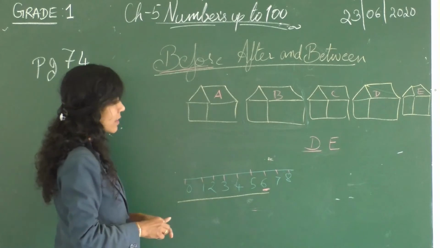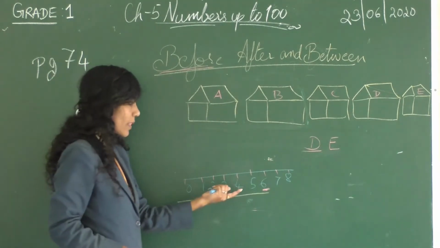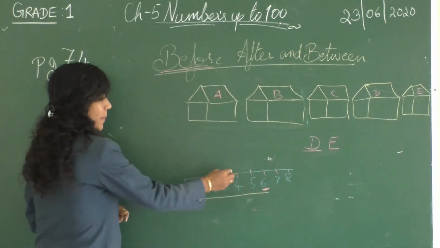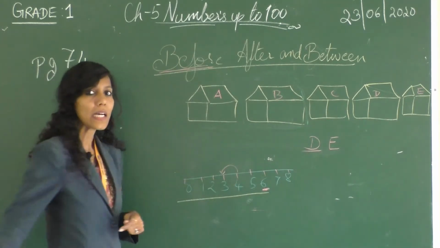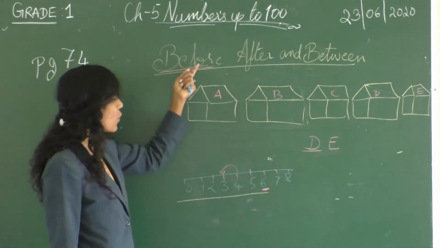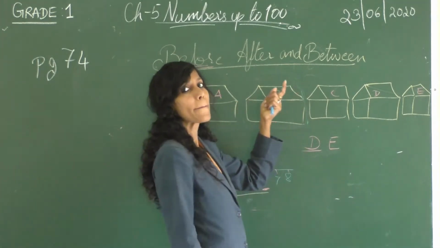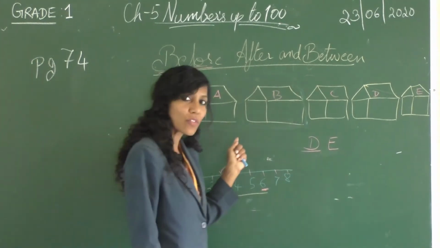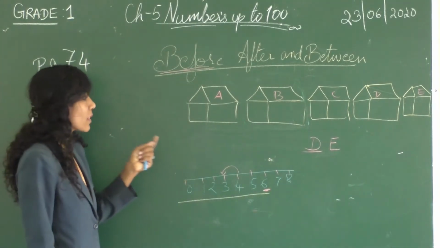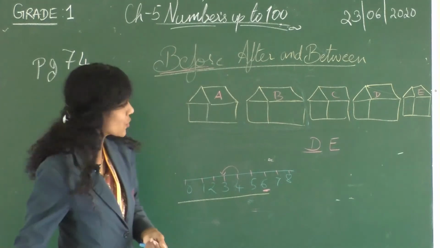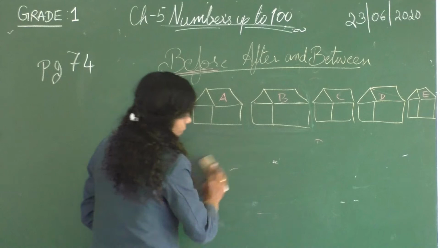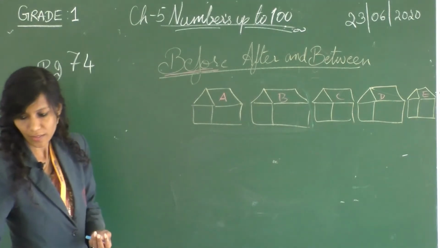In the number line, taking the number 4, the number just before 4 will be 3. So basically, when a before question comes, we do backward counting. When you ask for the before number, we do backward counting. We go back. Now going to the next concept of after.